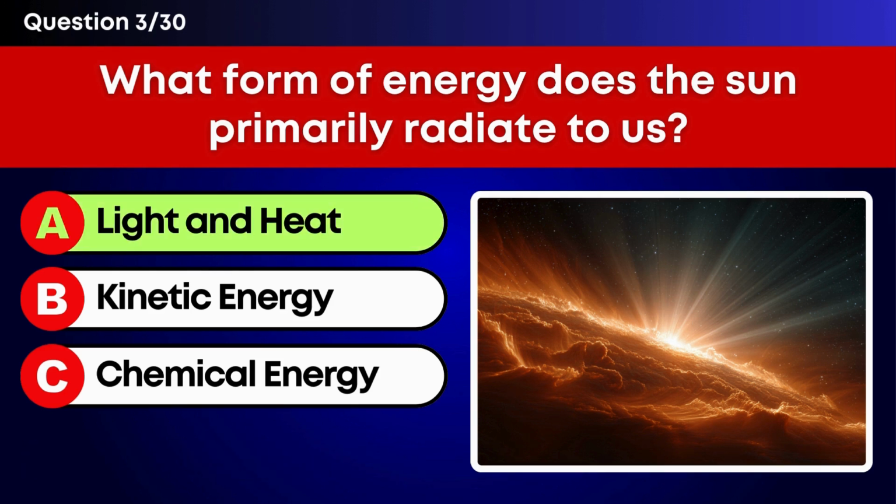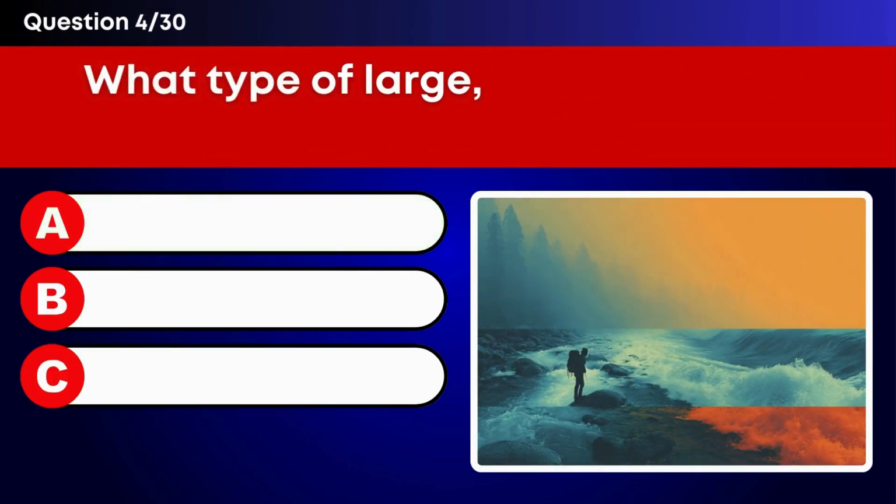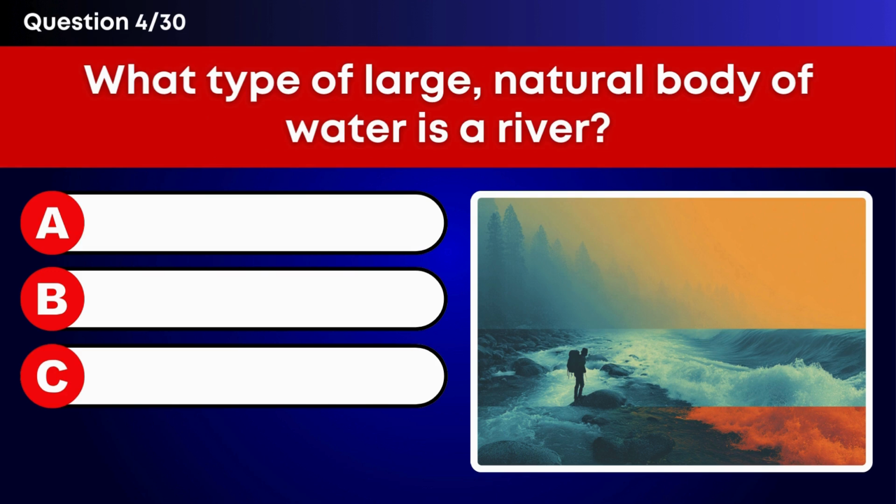Light and heat. This electromagnetic radiation travels at the speed of light, taking about 8 minutes and 20 seconds to journey from the sun's surface to the Earth. What type of large, natural body of water is a river?